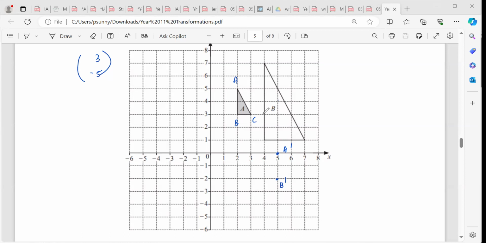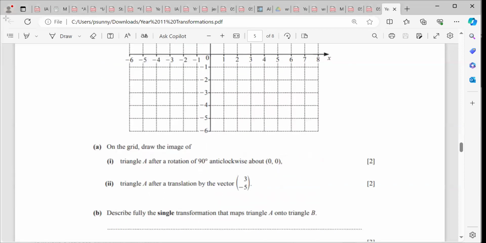C, 1, 2, 3, 3 towards right and 5 down. 1, 2, 3, 4, 5. This will be my C dash. Just join these points using a straight line. You will be getting the translated shape, the image. Okay. Now, moving on to the next one here.